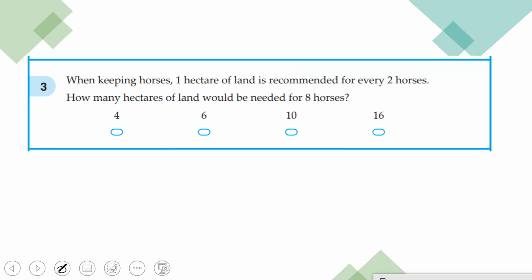When keeping horses, 1 hectare of land is recommended for every 2 horses. 1 hectare for every 2 horses. This is a ratio. How many hectares of land would be needed for 8 horses? 8 horses. How many hectares? Well, to go from 2 to 8, we've had to multiply by 4. So we've got to do the same here as well. 1 times 4 is 4. 4 hectares is what we're looking for.